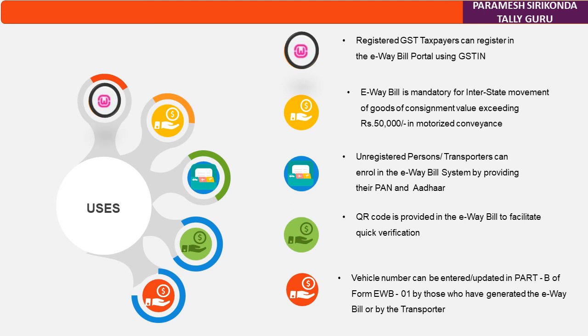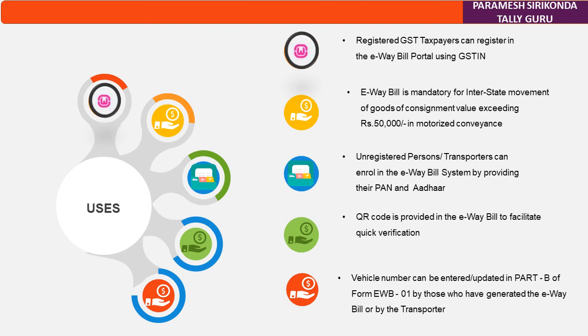So, the last part in the e-way bill is the uses. Whatever the uses are, they are very important. Practically everyone can understand what an e-way bill is, and you can get that information on Google also. But the problem is there are some excellent uses we have with the e-way bill. So what is the first one? First one is registered GST taxpayers can register in the e-way bill portal using GSTIN.